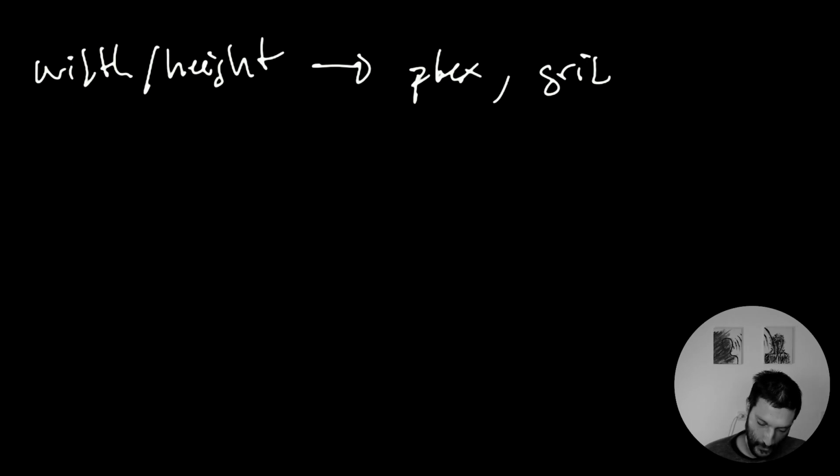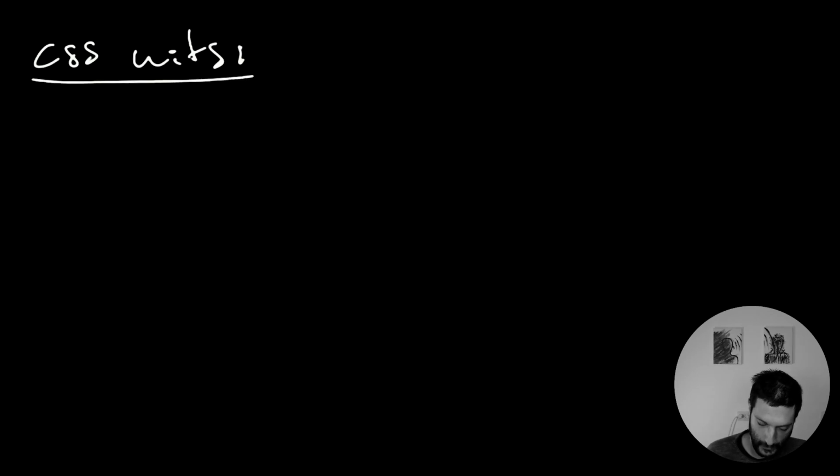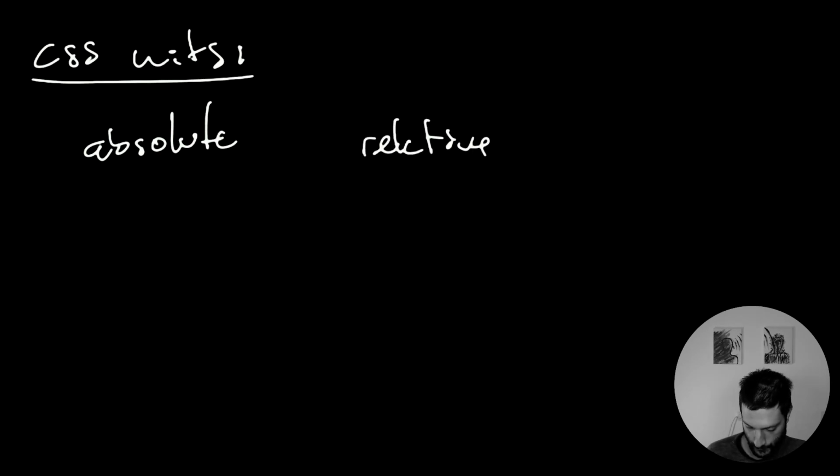And of course, for the margins and paddings, there's also CSS units, right? And let's focus on that one. So you have a couple of CSS units, and you can use absolute ones, right? And you can also have the relative ones. And I think we should favor relative.